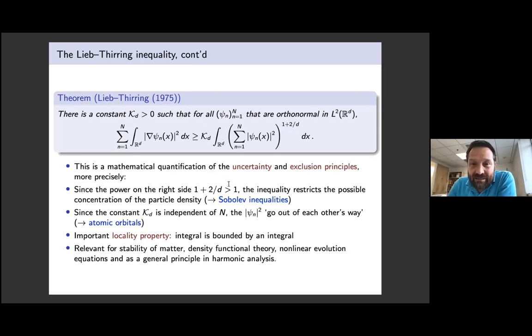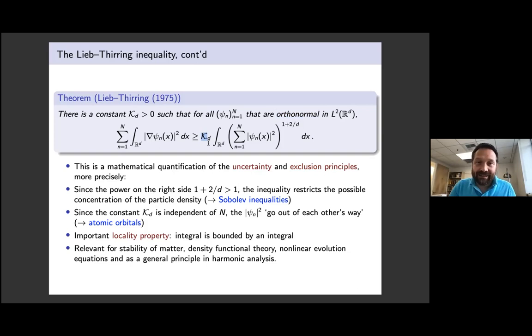When we talk about n, the number of functions, then we see the Pauli exclusion principle quantified here. And remember, this says that the particles cannot occupy the same state, or perhaps put a different way, the particles have to go out of each other's way. Just remember the thing that I said before: when you drop the orthonormality constraint, then you could take all the functions equal. That would be a violation of the Pauli exclusion principle. Then the constant would have to go to 0. That's the case where all the particles are on top of each other.